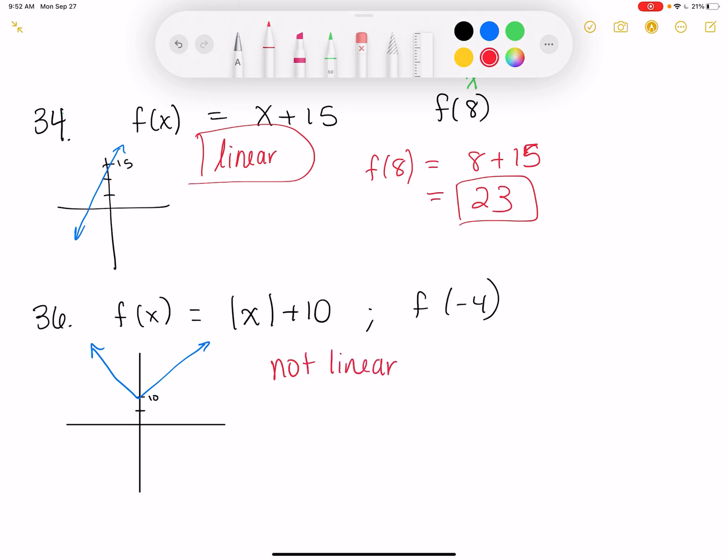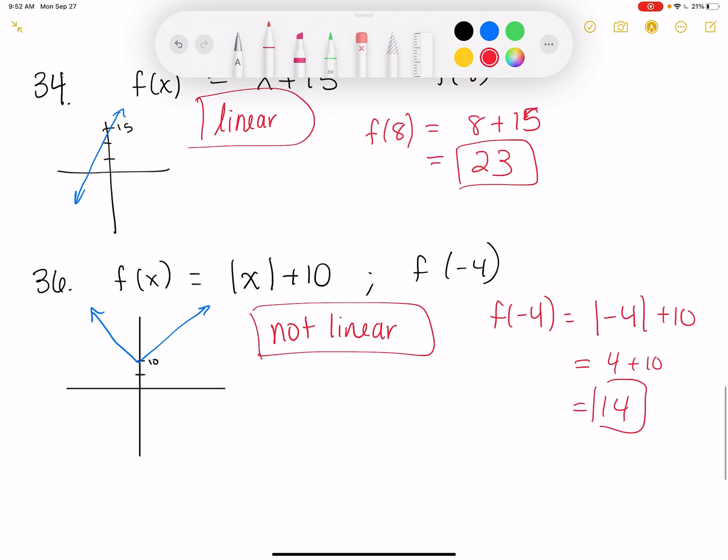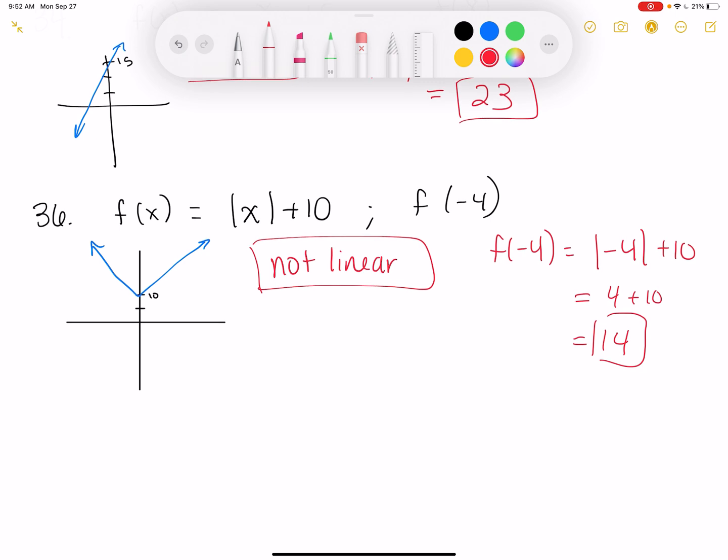And then f of negative 4 is equal to the absolute value of negative 4 plus 10. So the negative 4 inside the absolute value becomes positive. So 4 plus 10, so 14. So it's not linear, and the answer is 14. All right, last one.